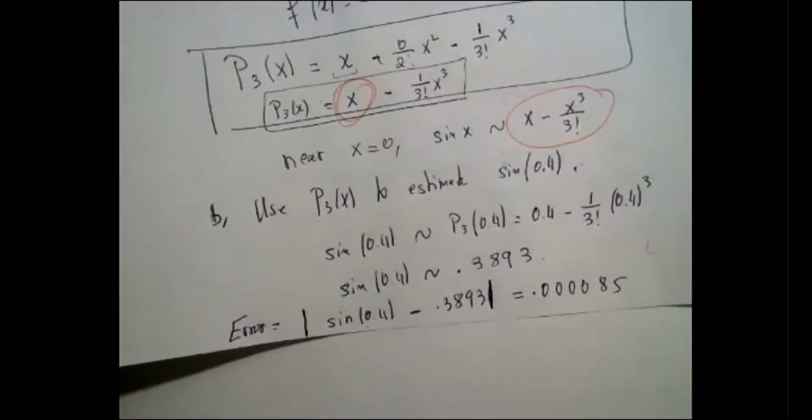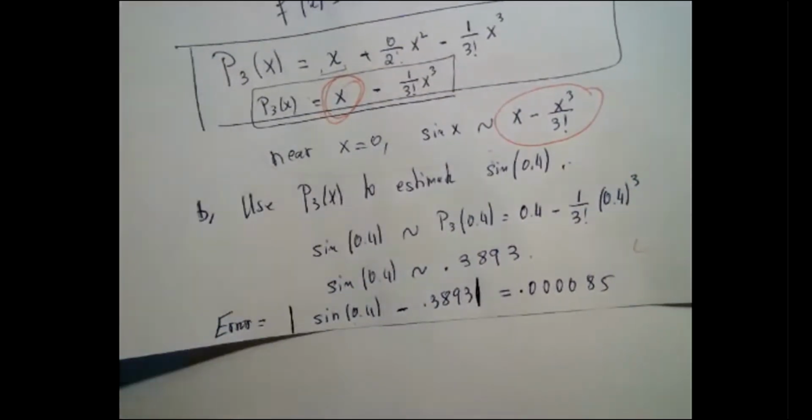Now, I have, of course, a question. Please go ahead. So the more that you use, like P3, P4, the more that you use, the closer your value is to the actual value. Absolutely. That's the main idea. The more terms you take, the better the approximation.